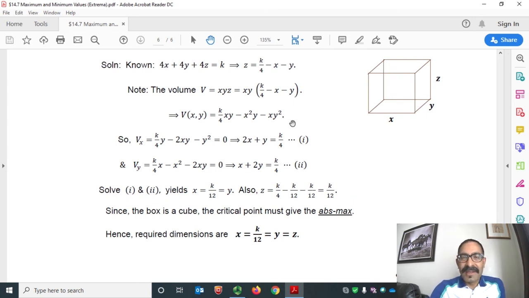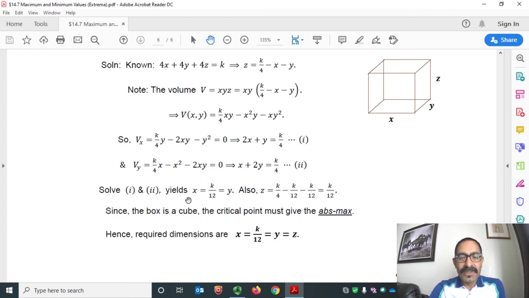Then the idea, let's again find the partial derivatives of V with respect to x and with respect to y. Set equal to 0 and solve for x and y, which I did here. So I found Vx set equal to 0. I have this equation 1. Similarly, I found Vy set equal to 0. I have equation 2. Let me remind you one more time. When you are taking partial derivatives with respect to x, we keep y constant. Similarly, when you take the partial derivative with respect to y, we keep x constant. Two equations, two unknowns.